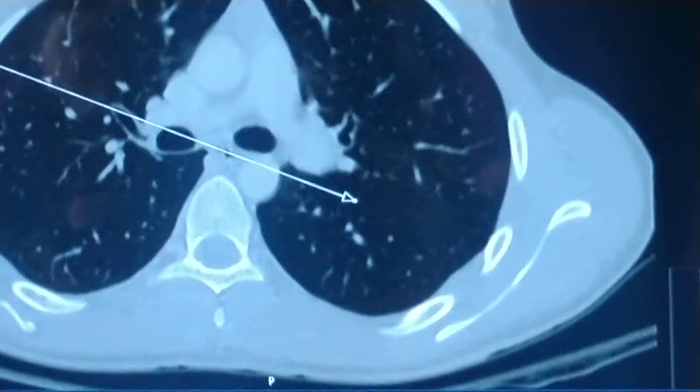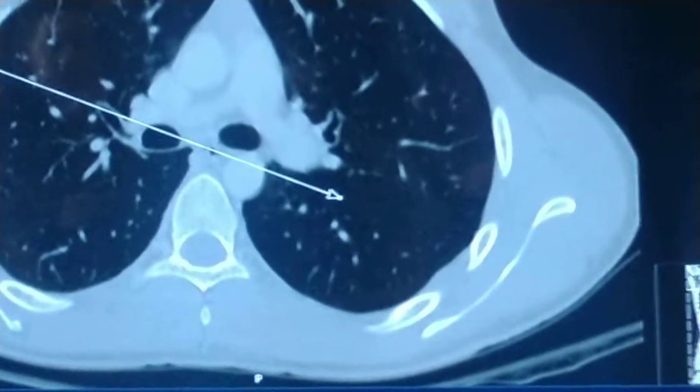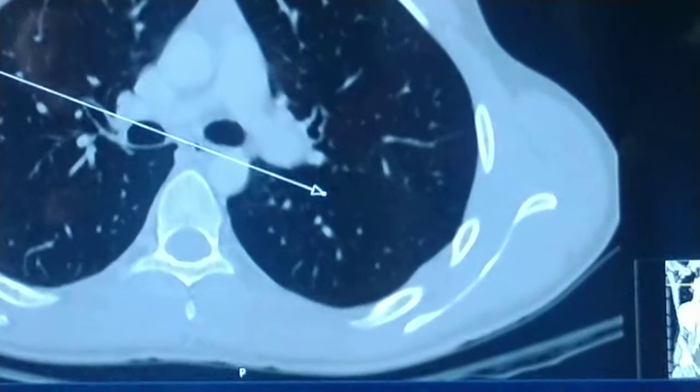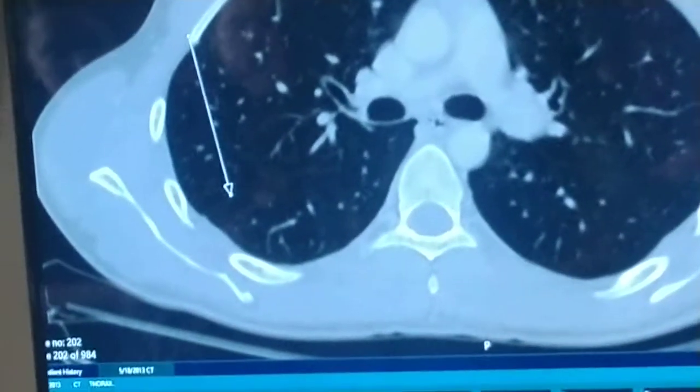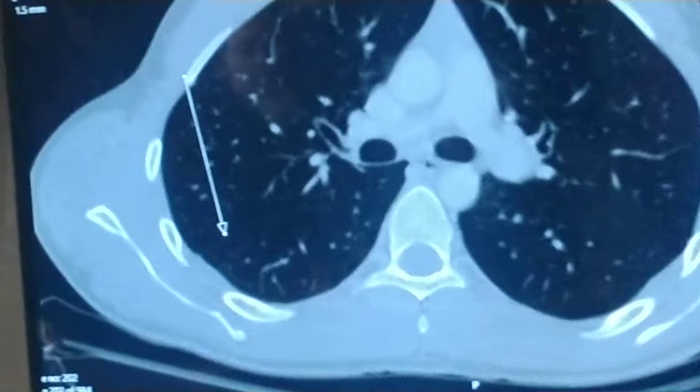Yep. That's the oblique fissure of the left lung, right? So what is that one? Oblique fissure of the right lung, right?